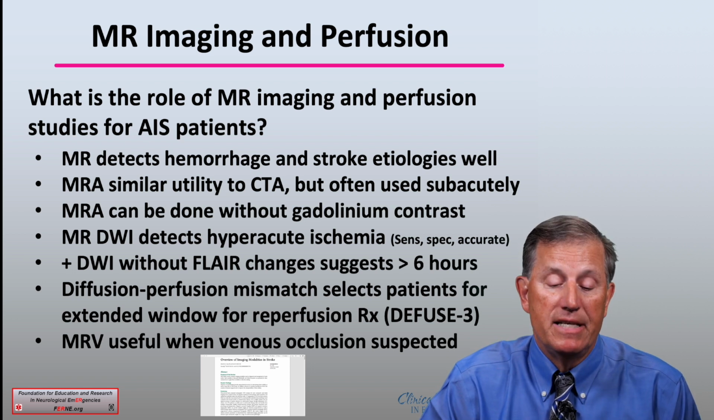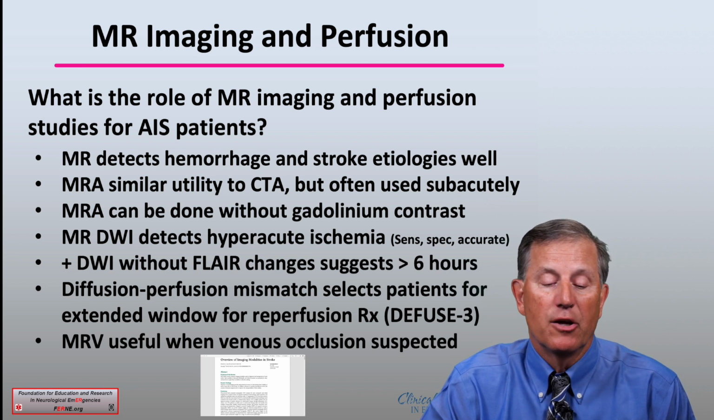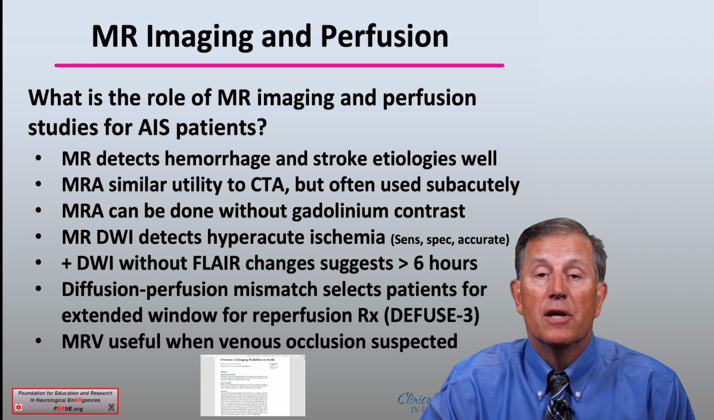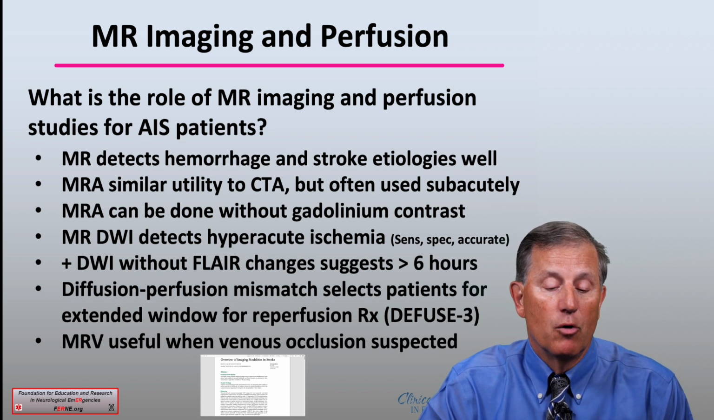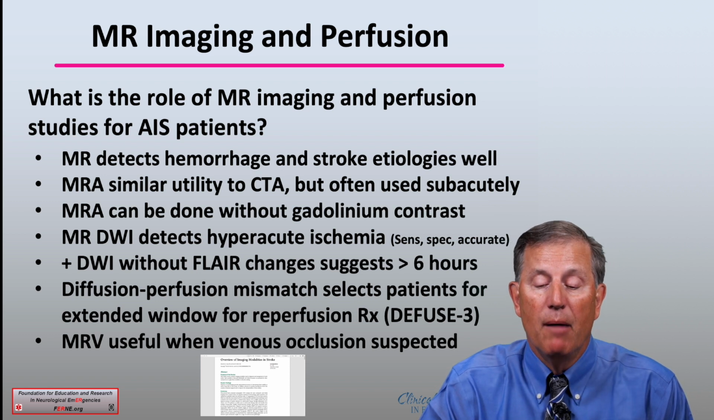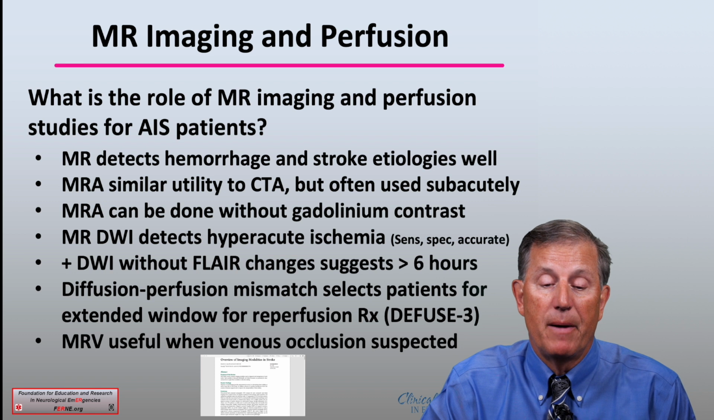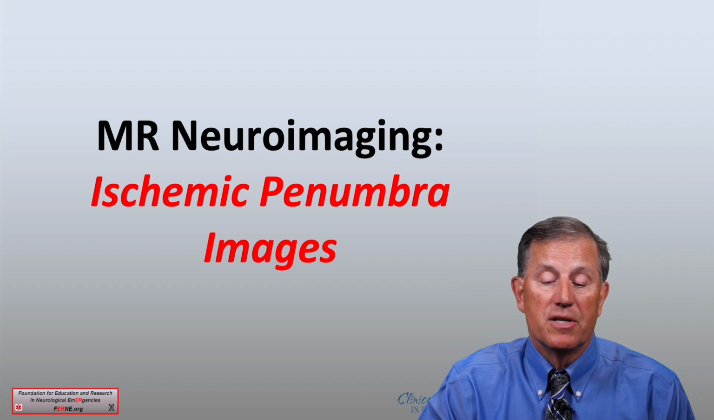We know that MR DWI does detect hyperacute ischemia with good sensitivity, specificity, and accuracy. And we know that it is possible with the use of DWI and FLAIR studies to identify patients who would benefit from EVT. We also know from the DIFFUSE 3 study that the diffusion-perfusion mismatch on MR does successfully select patients for the extended window for reperfusion therapies. And we know that MRVs are useful when venous occlusion is suspected.